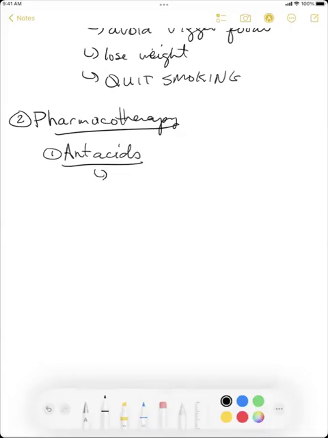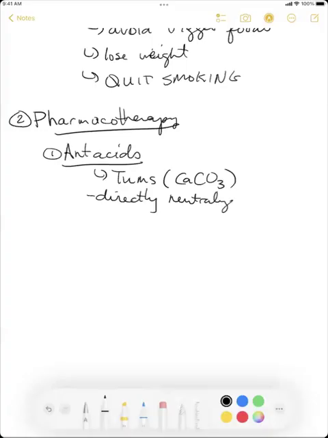These are medications like Tums. Tums is really just calcium carbonate, CaCO3, and you chew them, you swallow them, they go into your stomach, and it acts to directly neutralize acid. For people who have occasional GERD, this usually works for them.